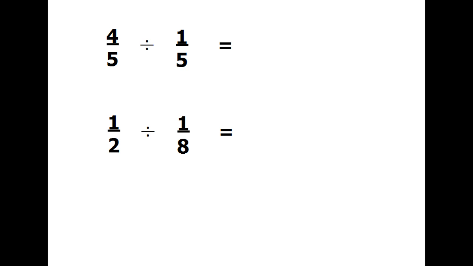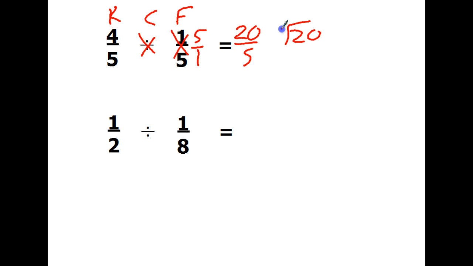Couple more for you to try out. Keep it, change it, flip it. Top times top, 20. Bottom times bottom, 5. 20 divided by 5 goes 4 times. Equals 20. No remainder, so my answer is just going to be 4. Again, take a look at it. If I start with 4/5, I want to know how many 1/5 pieces are in there. There's going to be 4 of them, because a fifth plus a fifth plus a fifth plus a fifth equals 4/5.